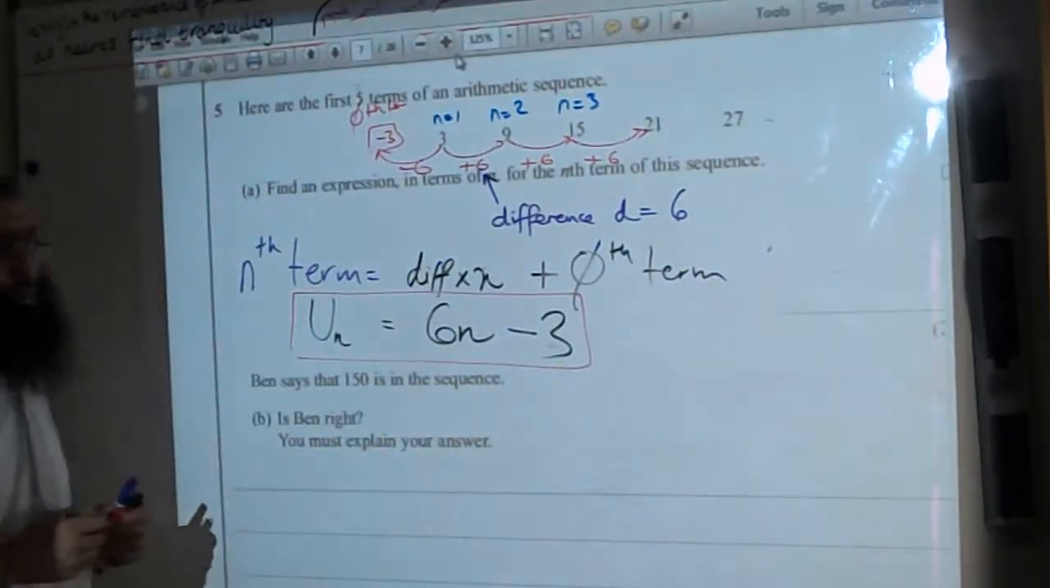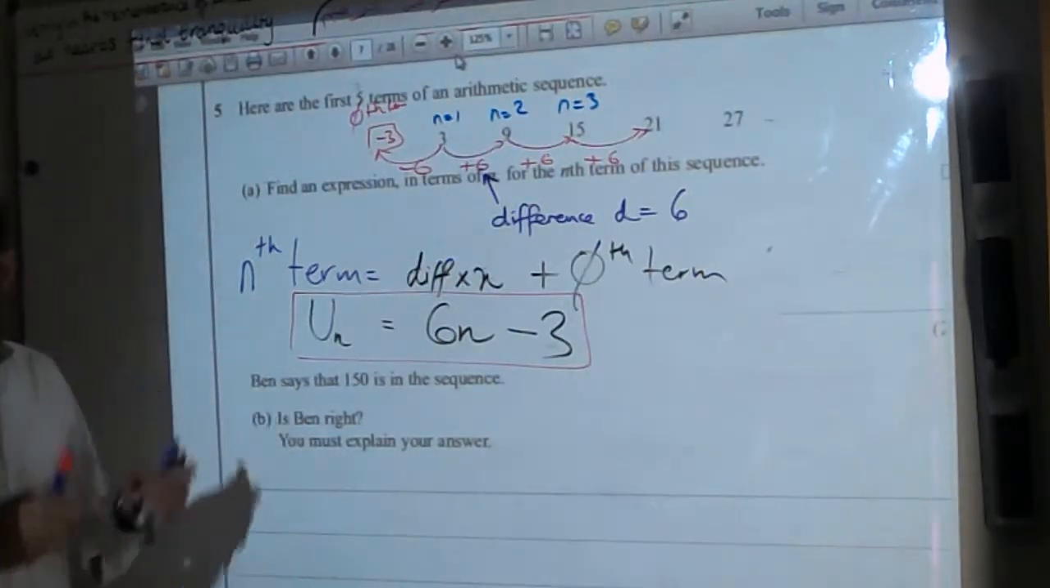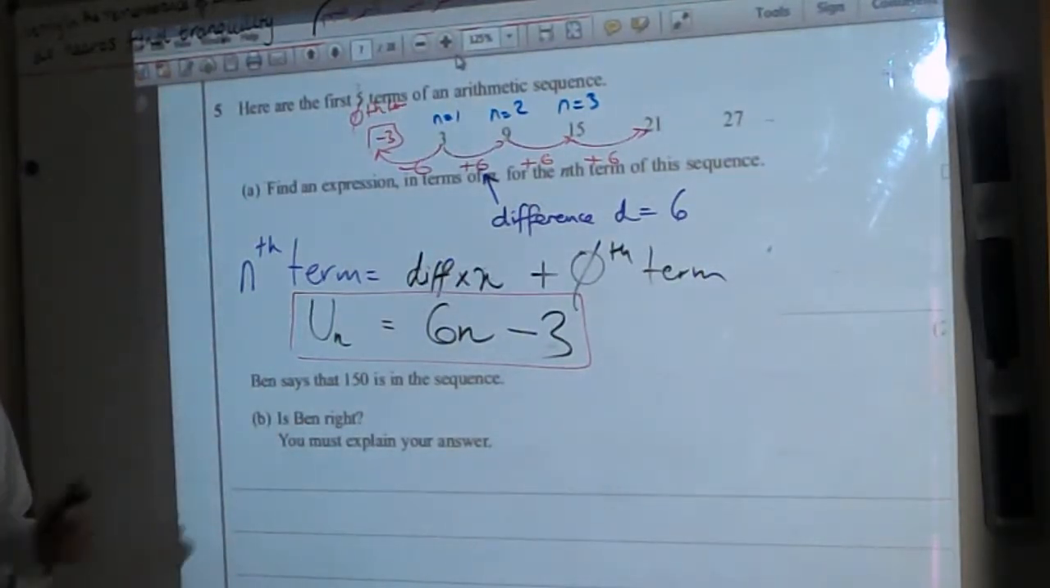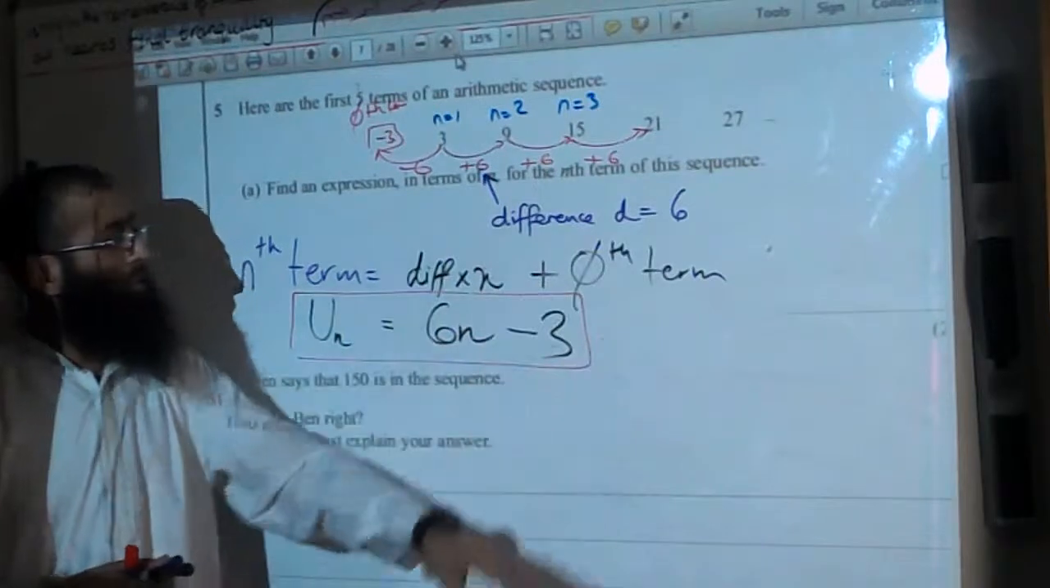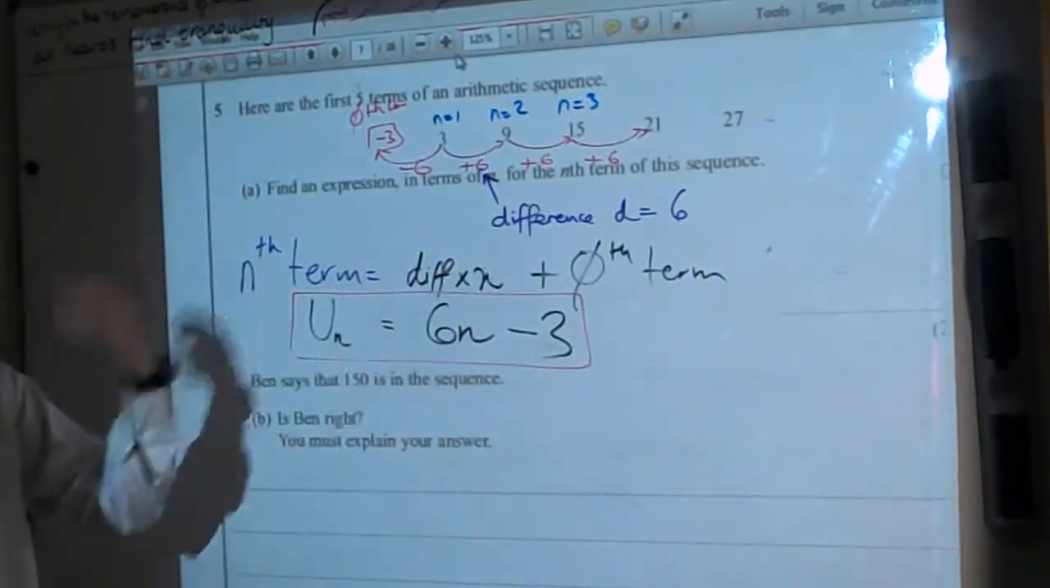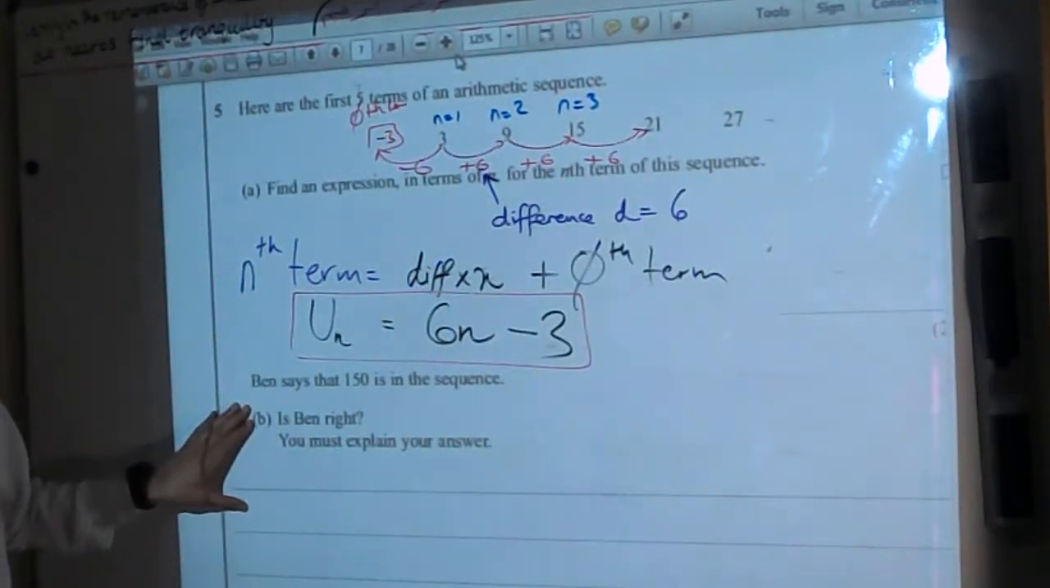So folks, don't think this is the only way. There's lots of different ways of doing this kind of nth term. Teachers are different. That's just a method that I use. Okay? So there's no messing about. It's the difference times by the n plus the 0th term. It's plus or minus numbers, so it's just -3. Okay. Ready for the next part?